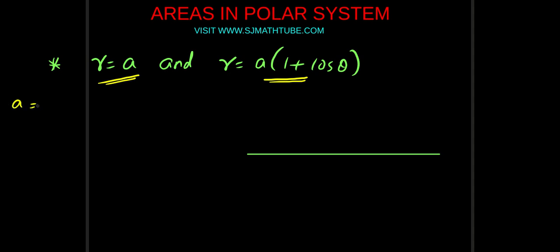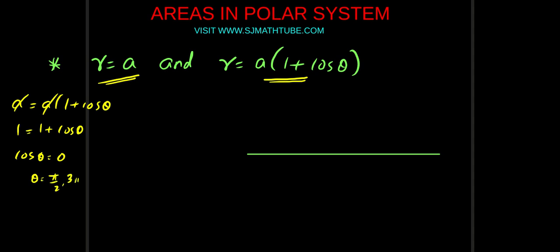So we get a equal to a into 1 plus cos theta. And that gives me 1 equal to 1 plus cos theta. And that gives me cos theta equal to 0. So theta will be pi by 2, 3 pi by 2, 5 pi by 2, etc. That means the circle and the cardioid intersect at 90 degrees and 270 degrees.